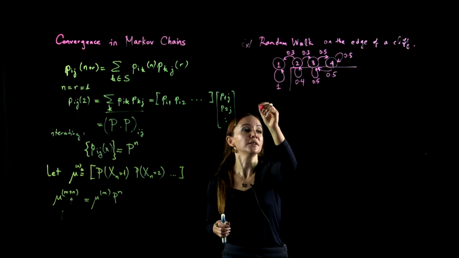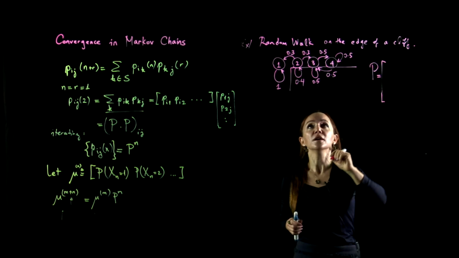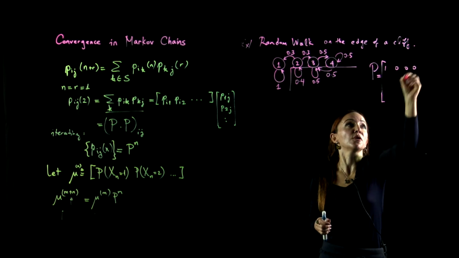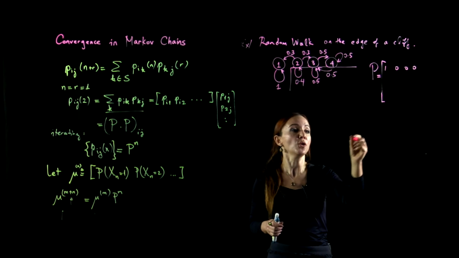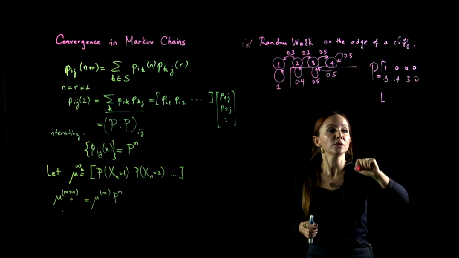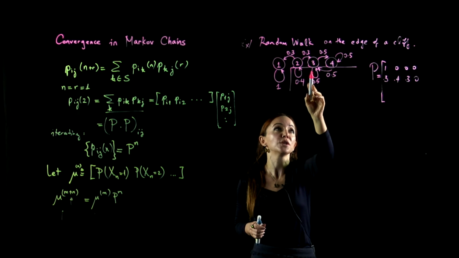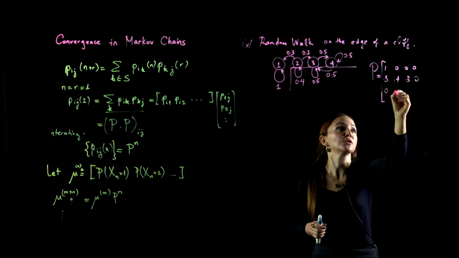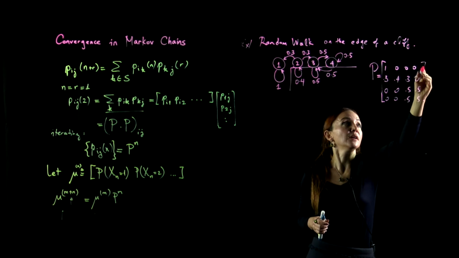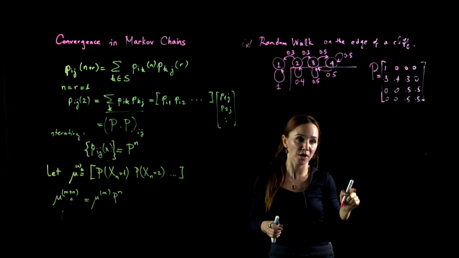First of all, let's write down the transition probability matrix P. The first row of P is 1, 0, 0, 0. The second row is 0.3, 0.4, 0.3, 0. And the third and fourth rows belong to states 3 and 4, and they're identical: 0, 0, 0.5, 0.5 and 0, 0, 0.5, 0.5. Okay, so that's the matrix of one-step transition probabilities.